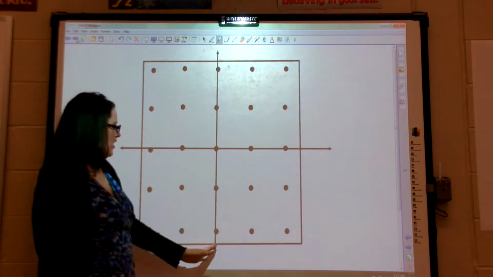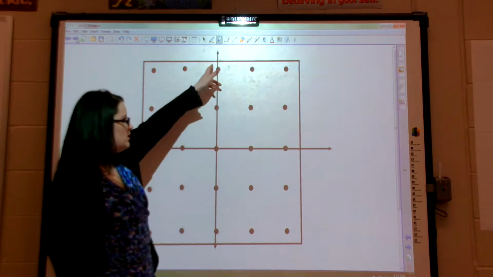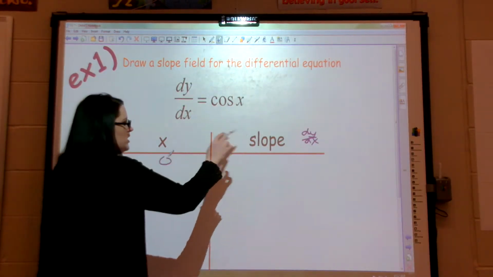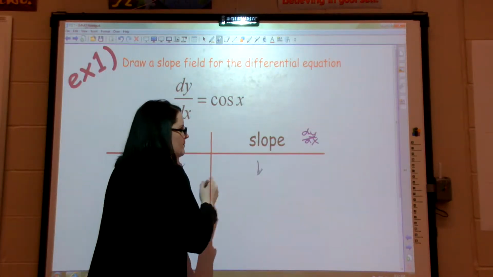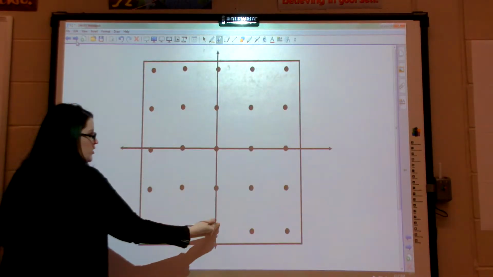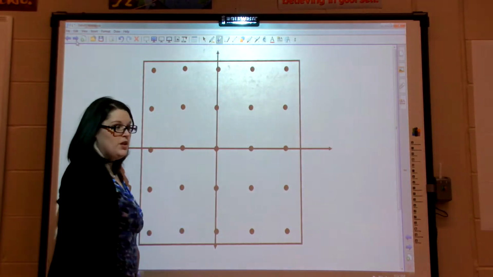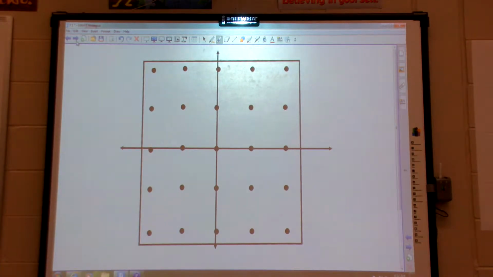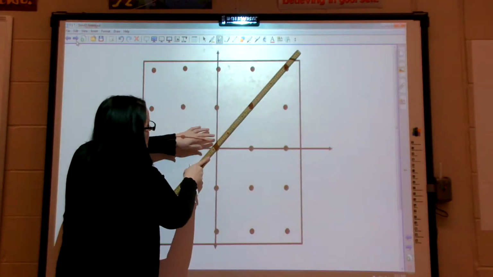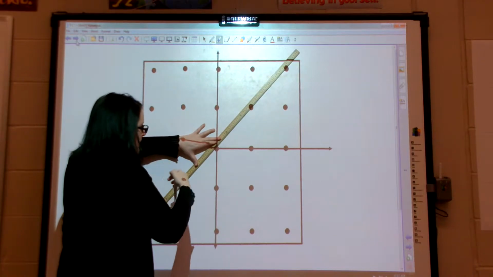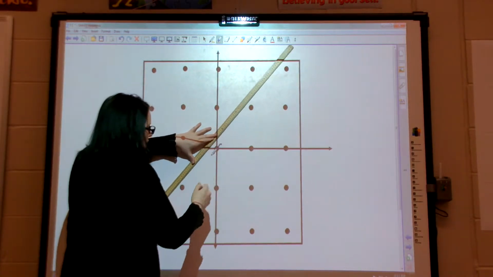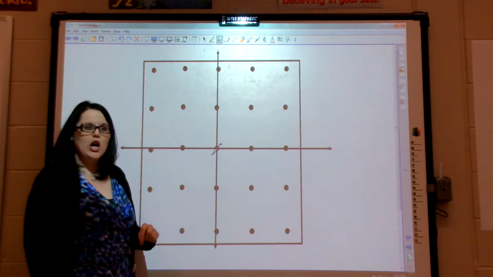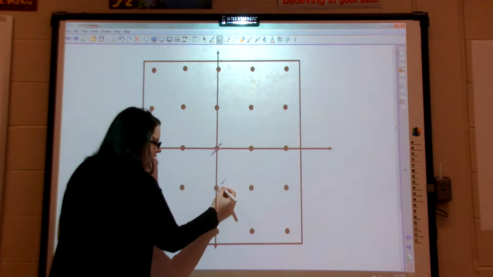So what I do here is I look at x. What's my x value along this line? 0. So I say if x is 0, plug it in, what is the slope? 1. So when x is 0, all along this line, the slopes are 1. I want you to use a ruler, and to be fairly accurate. That's the slope of 1, up 1 over 1, right? So draw a little teeny tiny line segment, just a little chunk, not a whole line. And I'm going to do that all the way.